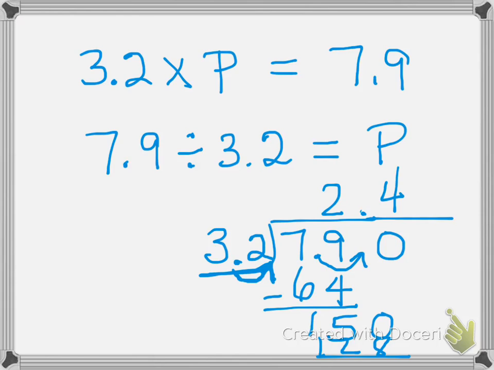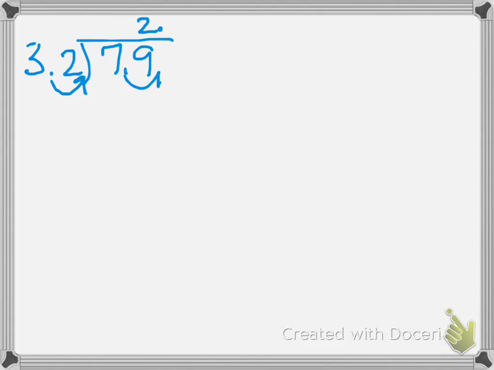I'm running out of room here, maybe I need to go to the next slide. Let me try that again. All right, let's do 7.9 divided by 3.2. We have 2. Oh, I need to move my decimal over. So it's here.